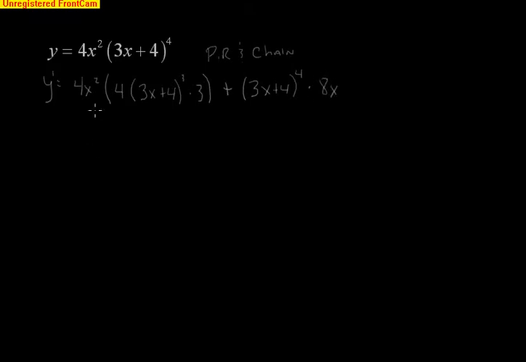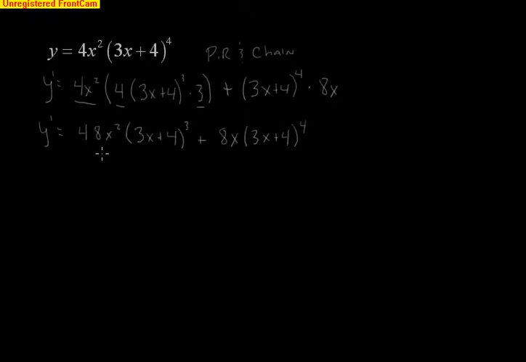Now, there's the calculus. Now, the algebra from there to clean this up, we're going to take the 4x squared, the 4, and the 3, multiply that all out. So 4 times 3 gives you 12. 12 times 4 is going to give us 48x squared times 3x plus 4 cubed, plus, just put that 8x in front, 3x plus 4 to the 4th.